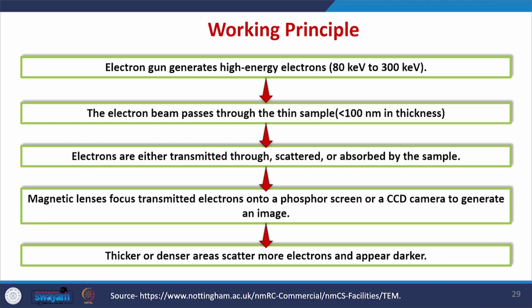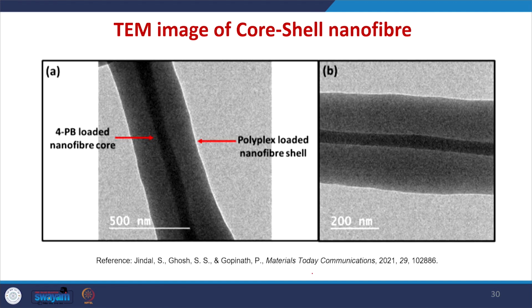Let us see the working principle of the TEM. Here the electron gun generates the high energy electrons, then the electron beam passes through the thin sample, then electrons are either transmitted through or scattered or absorbed by the sample. Then the magnetic lenses focus the transmitted electrons onto a phosphor screen or a CCD camera to generate the image. Thicker or denser areas scatter more electrons and appear darker. From this picture you can clearly understand. So, this is the core shell nanofiber, this is your core and this is the shell.